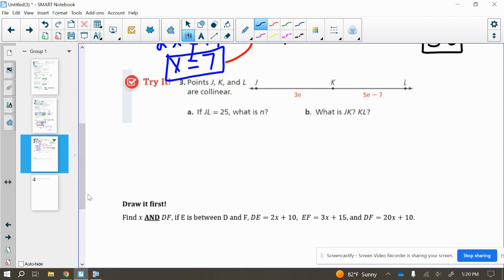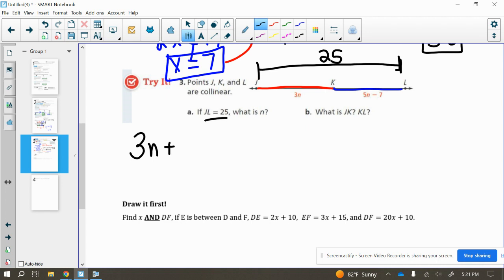All right, the next one, they have labeled the pieces for us: JK is 3n, KL is 5n minus 7. They are also telling us that JL, this whole thing, is 25. So again, we want the idea of small segment plus small segment equaling big segment. What do you think that setup's going to look like? Hopefully, you're seeing that our two small segments, 3n and then 5n minus 7, need to equal 25.